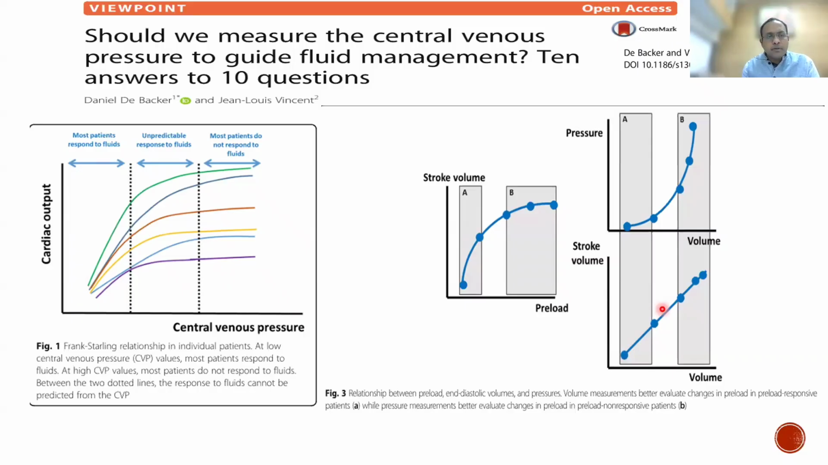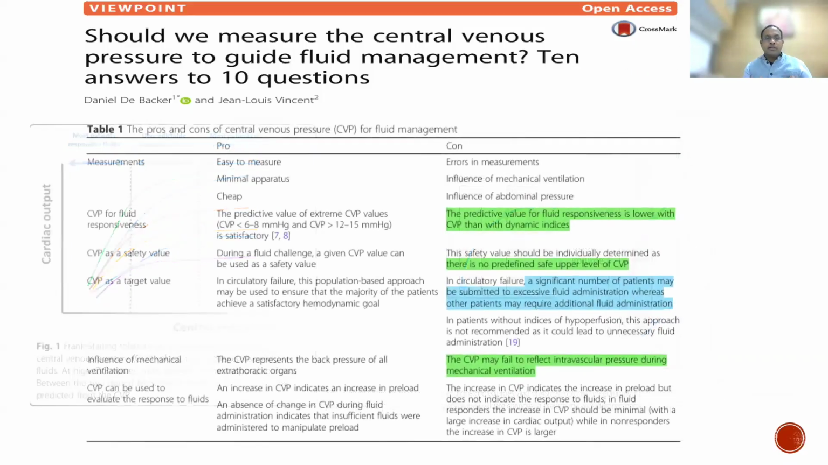So this is another paper, you can go through this. This is a very beautiful paper by Daniela D. Becker. What they gave us were around 7 to 8 points on where we can use CVP in most cases and when we cannot use the CVP.